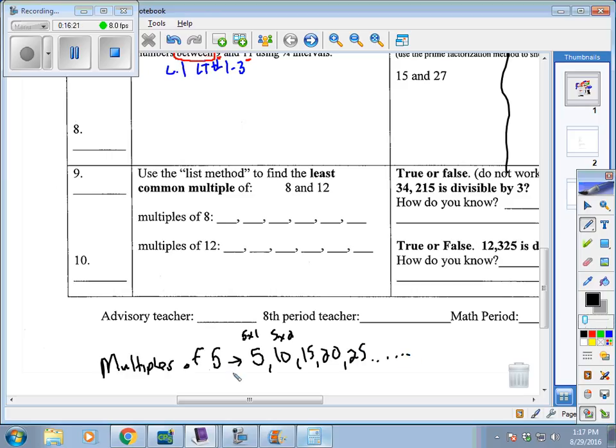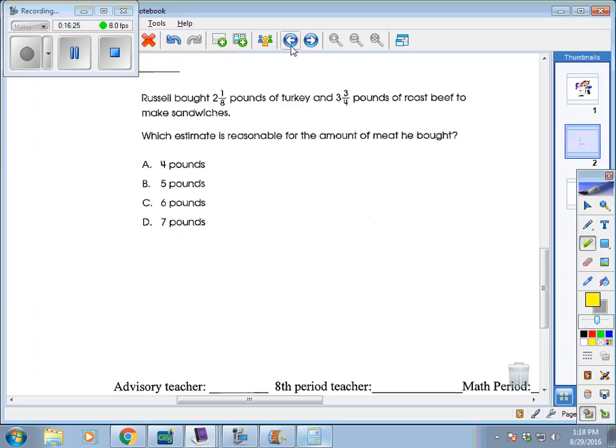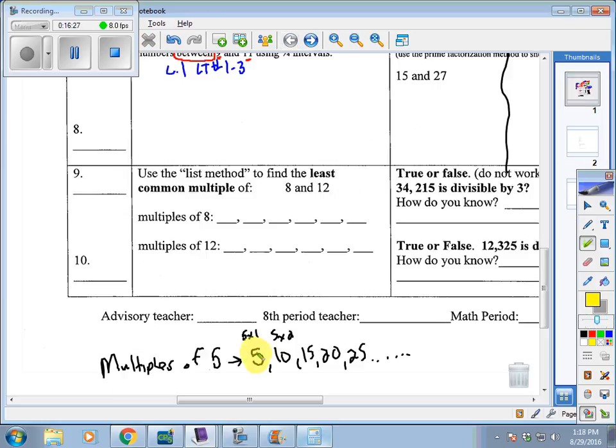Right? So it's just counting by 5s, but everybody forgets to put the 5. The first multiple of every number is itself. So when you think about 8, you had better realize, oh, the first multiple here has to be 8. So I just gave you part of the answer.